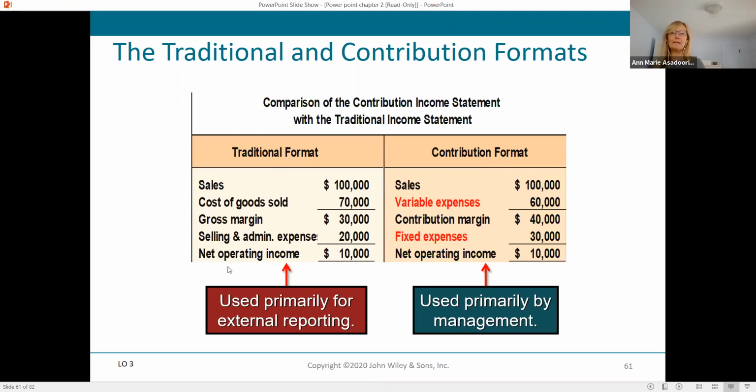That traditional formatted income statement is used primarily for external reporting. In financial accounting, this is what you used for your income statement, right? Because you learned how to prepare financial statements for external users, right? Here is my financial statement. 100% of the time, if you're handing your financial statements to a bank or to an investor, you're going to see this traditional format.